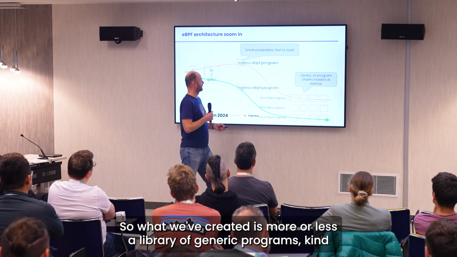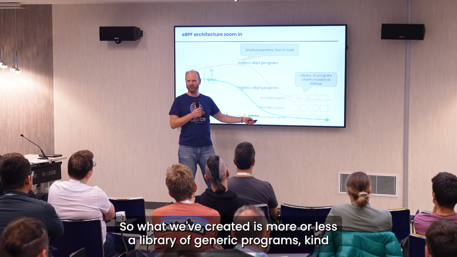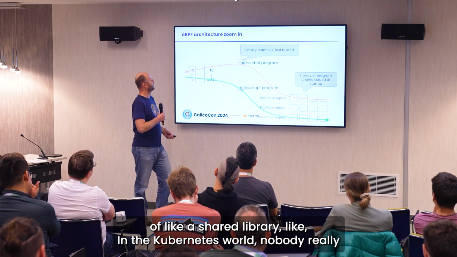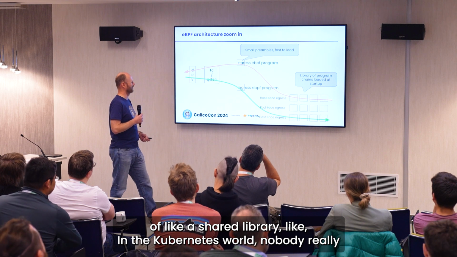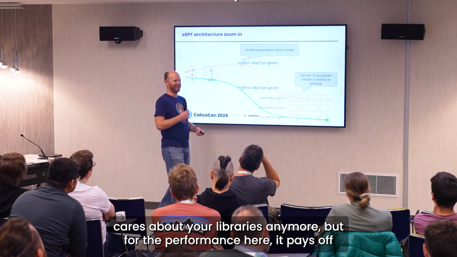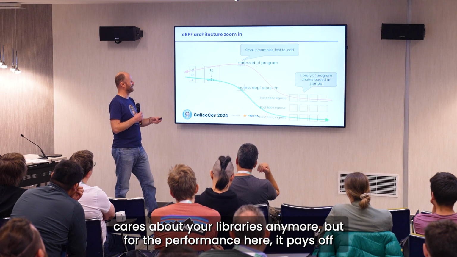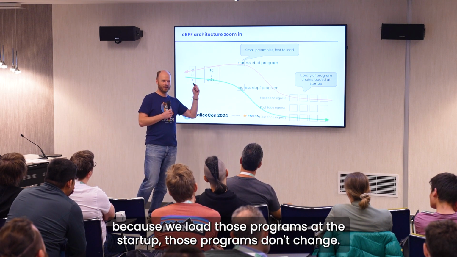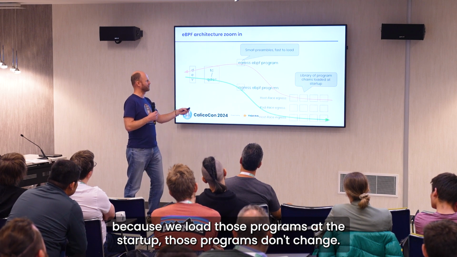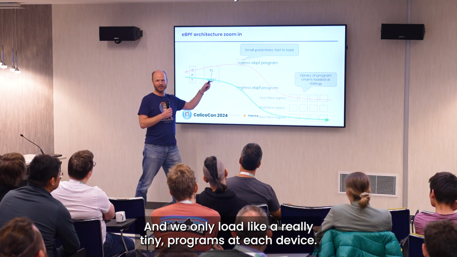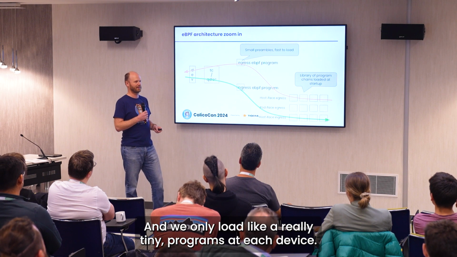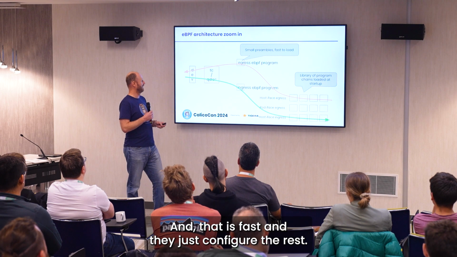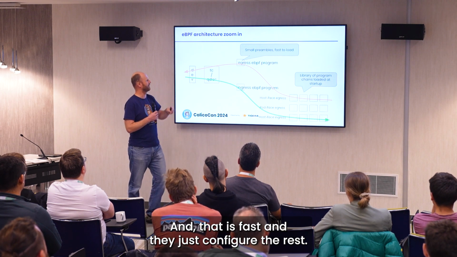So what we've created is more or less a library of generic programs, kind of like a shared library. Like in the Kubernetes world, nobody really cares about shared libraries anymore. But for the performance here, it pays off because we load those programs at startup. Those programs don't change, and we only load really tiny programs at each device. And that is fast, and they just configure the rest.